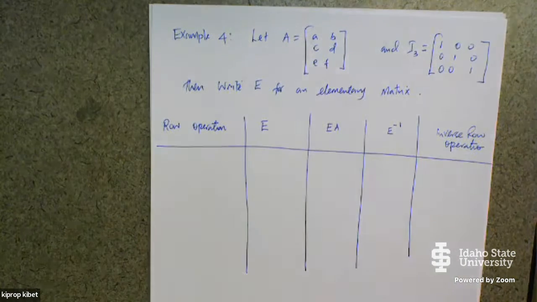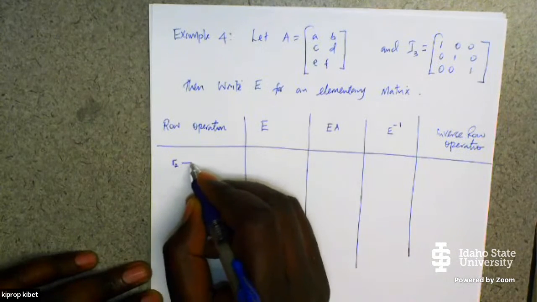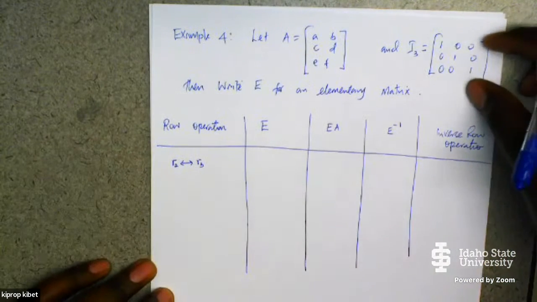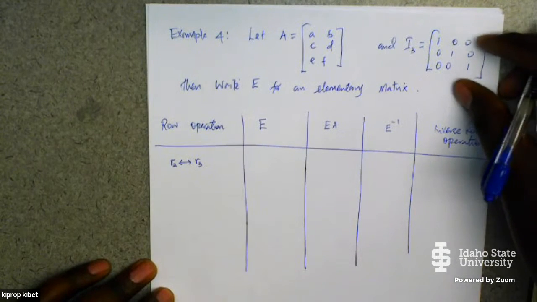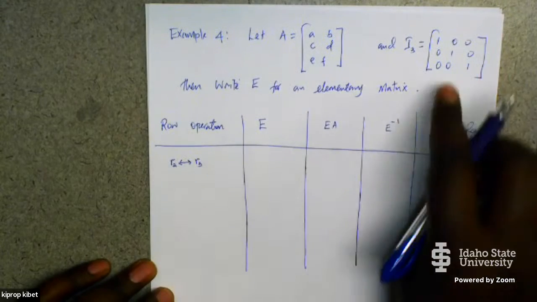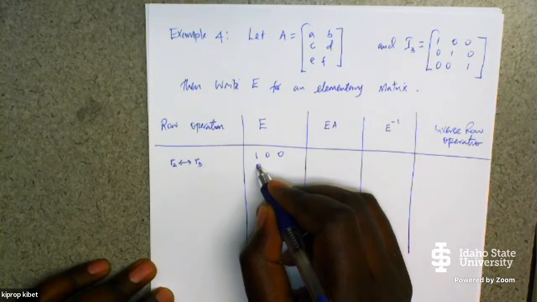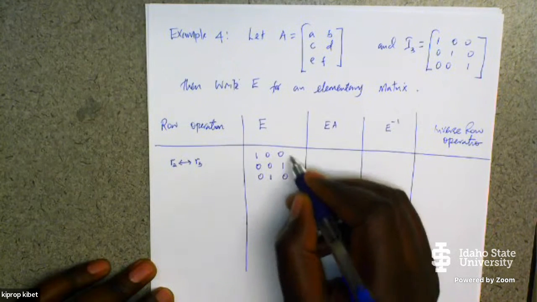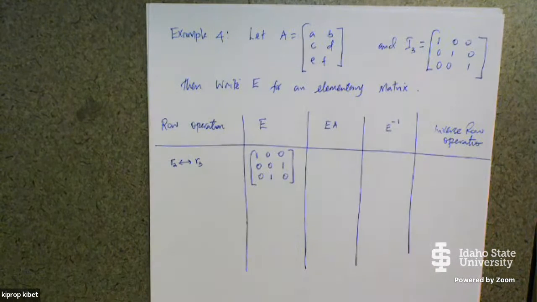Okay, now let's switch R2 and R3 from this identity matrix. Then our elementary matrix here will be what? We switch R2 and R3, which will be 1, 0, 0, and then 0, 0, 1, and 0, 1, 0. So that is our elementary matrix by switching R2 and R3.